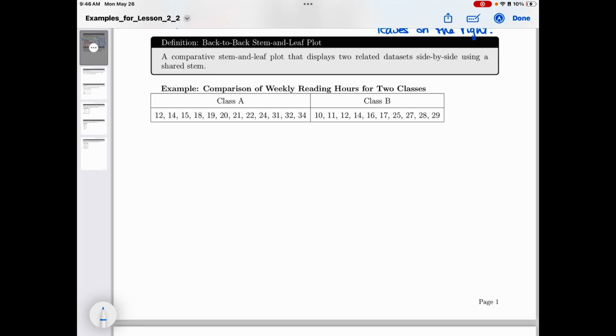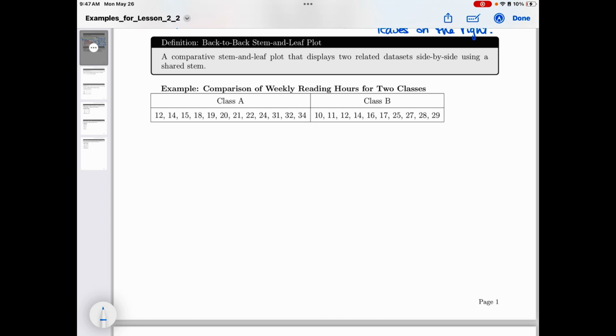Now we're going to take a look at what's called a back-to-back stem and leaf plot. That's basically when you make two stem and leaf plots side by side where two data sets share the same stem. And this allows us to visualize the distribution side by side and compare where each class tends to have higher or lower values.